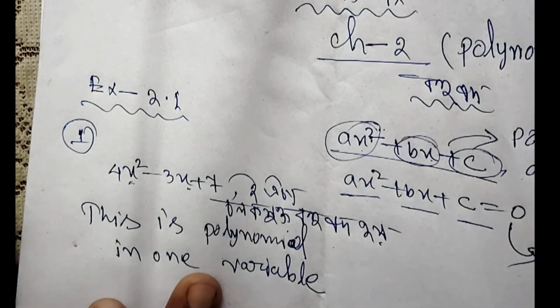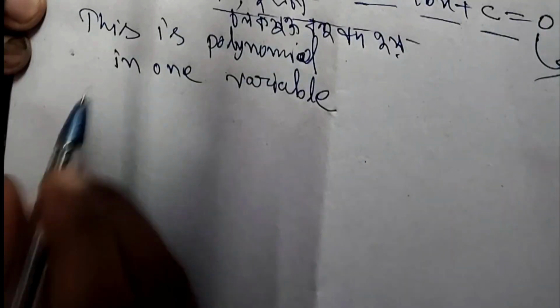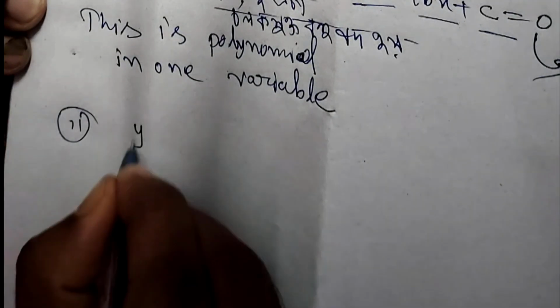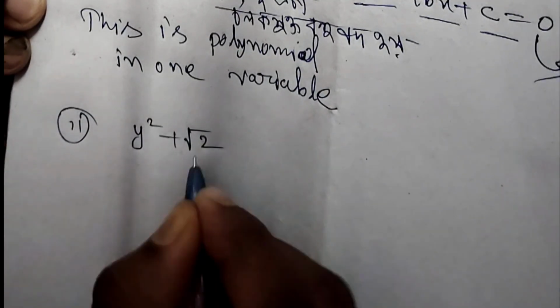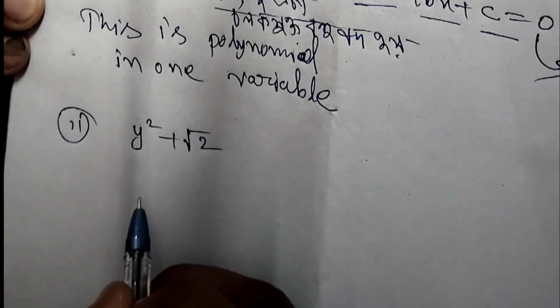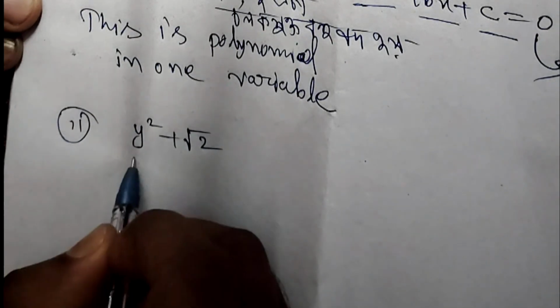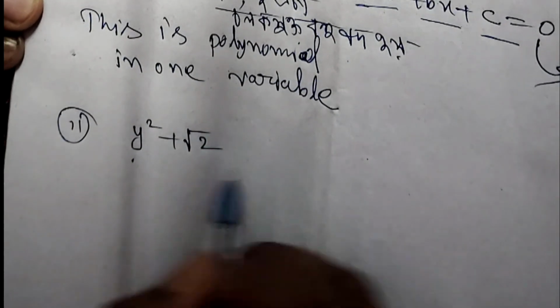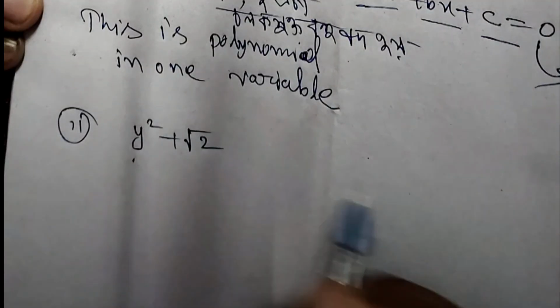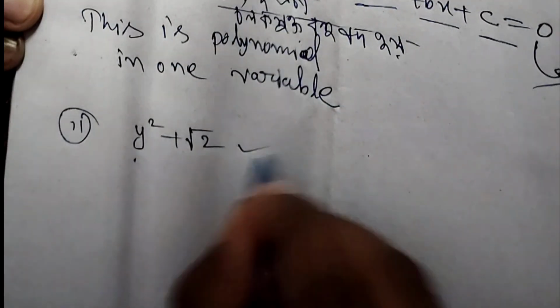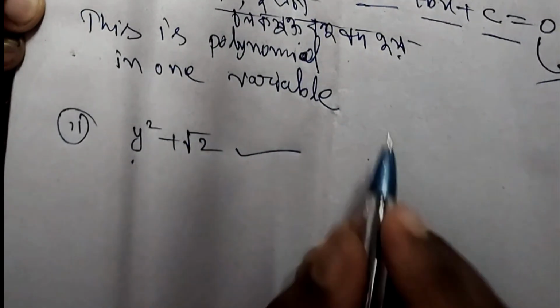This type of question will come as an MCQ in your exam. So the second question: y square plus root 2. This one is a one-variable polynomial. Yes, this one is also a one-variable polynomial. The variable is y. Simply you write this way. So third question.